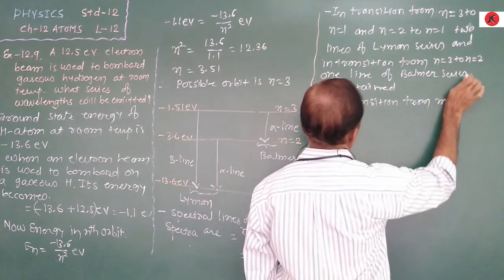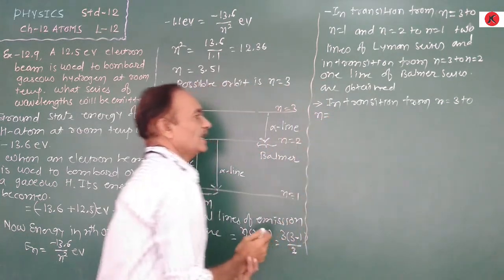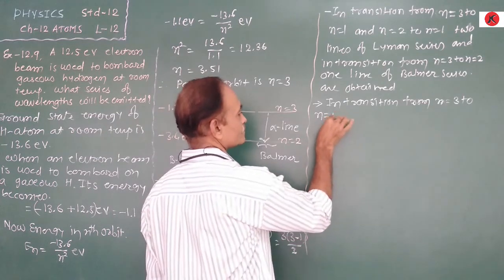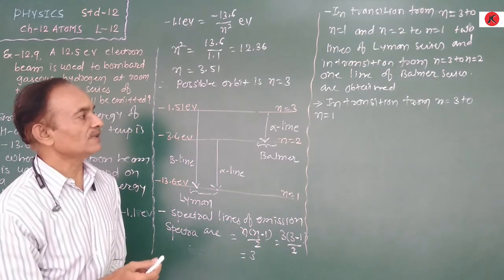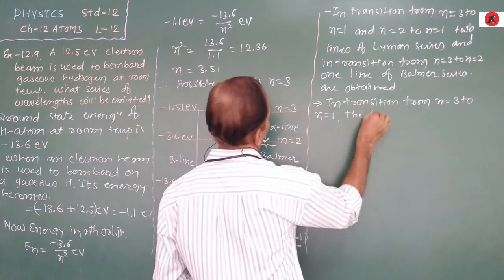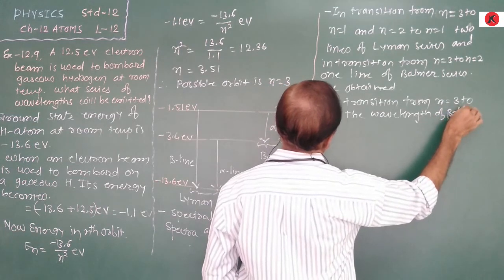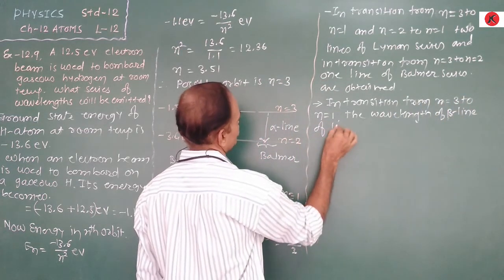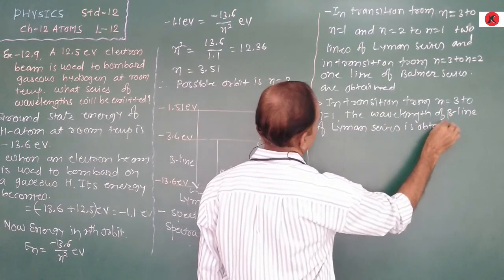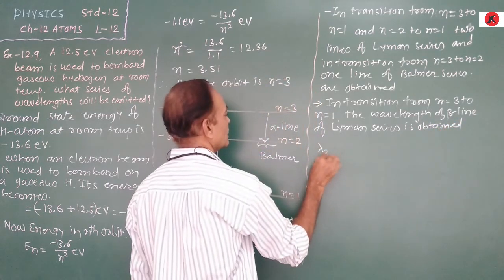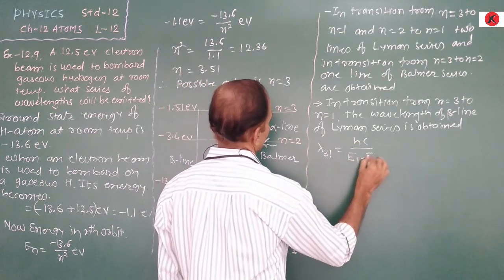In transition from n equal to 3 to n equal to 1, the wavelength of the beta line of the Lyman series is emitted, and that wavelength is lambda 31 equal to hc upon E1 minus E3.